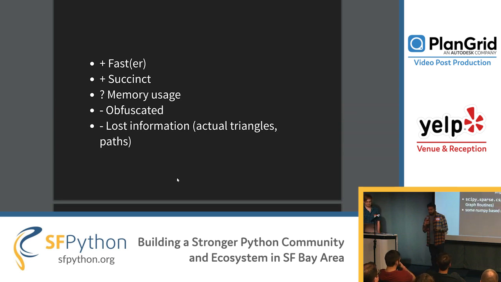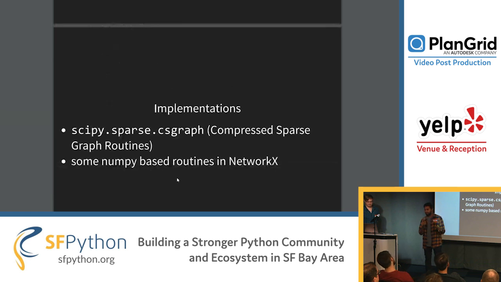Okay, so, cool way to think about graphs and graph operations in terms of matrices. If you want to play around with this, turns out there are already some implementations, so you don't have to build your own. Specifically, SciPy has a compressed sparse graph routines module, which I discovered really late. Turns out there are also some NumPy-based routines in networkx itself. So yeah, had fun playing around with this. That's all I got.